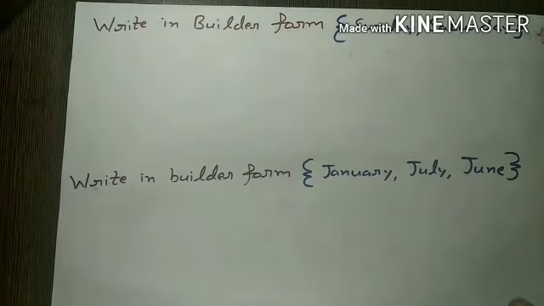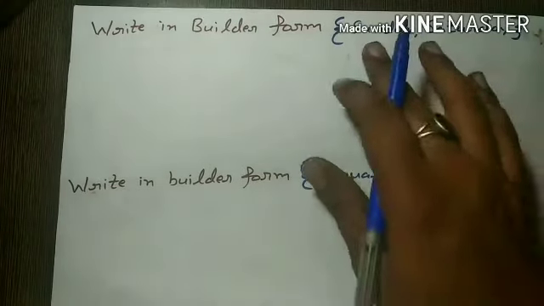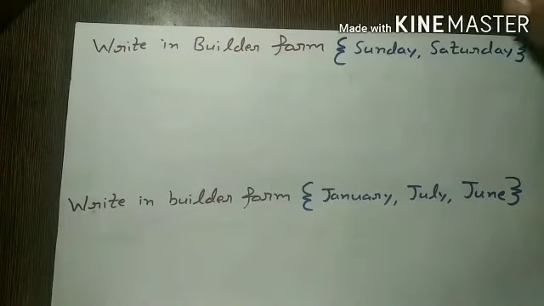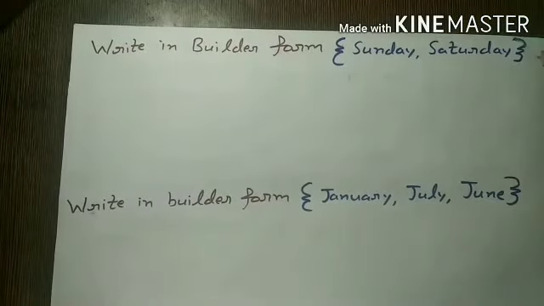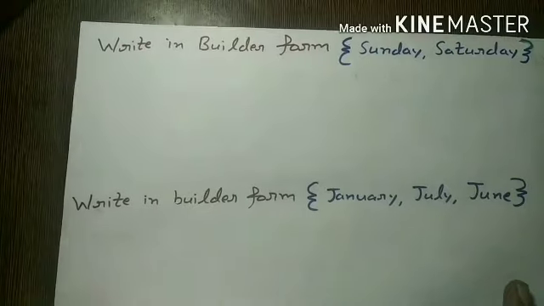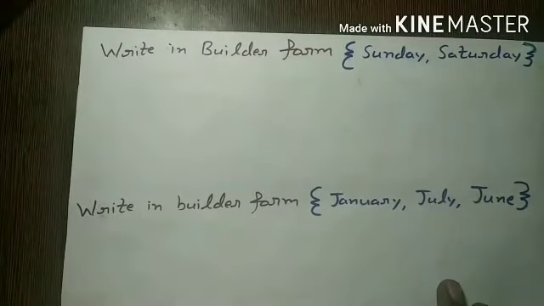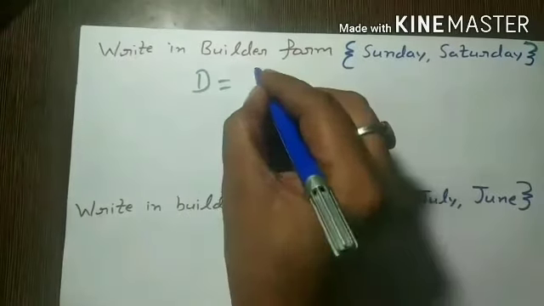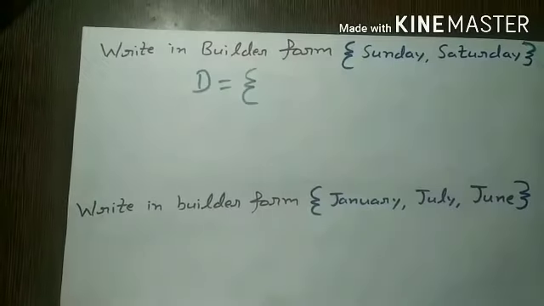Now we have to write the set in builder form. Now you can see this set is given and two names of the days are given. Now which form is this? This form is roster form because commas are there and both the members are separated by commas. So if we have to write in the set builder form, then what will we have to do? We will write just like I have explained earlier. Firstly I will write the name of this set, say I will write its name D, and write the curly bracket.